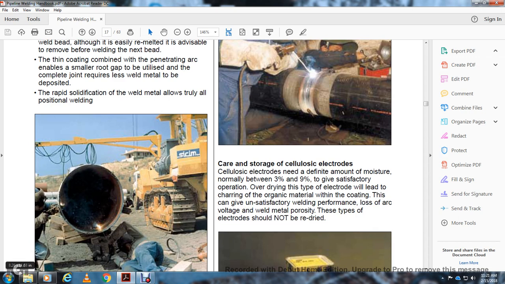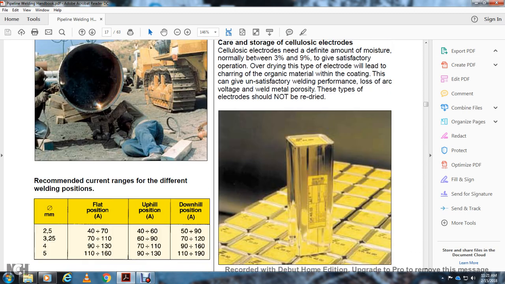Care and storage of cellulosic electrodes. The cellulosic electrodes need to be maintained with moisture normally between 3% and 9% to give satisfactory operating performance. Over-dried, the electrode will lose part of the organic material in the coating, which can give unsatisfactory weld performance, loss of arc voltage, and weld metal porosity. This type of electrode should not be re-dried.